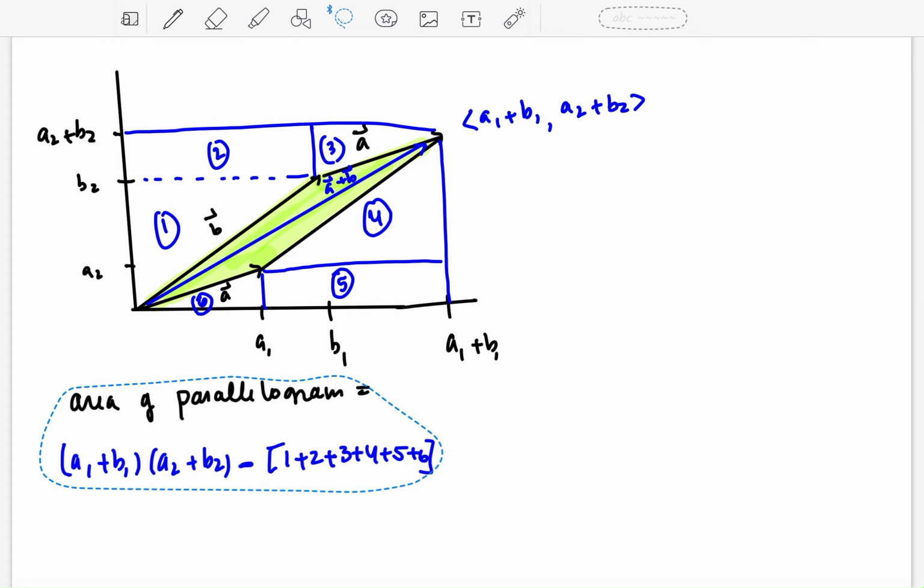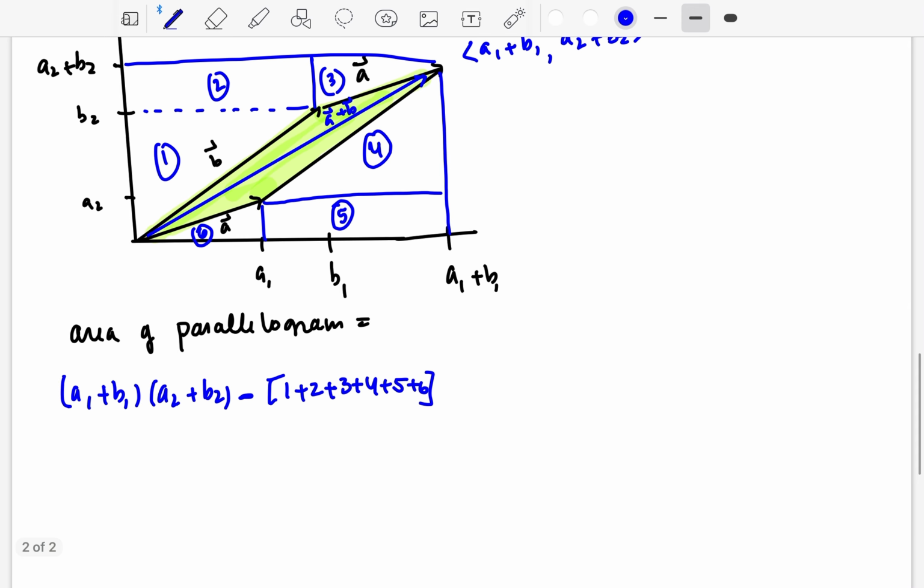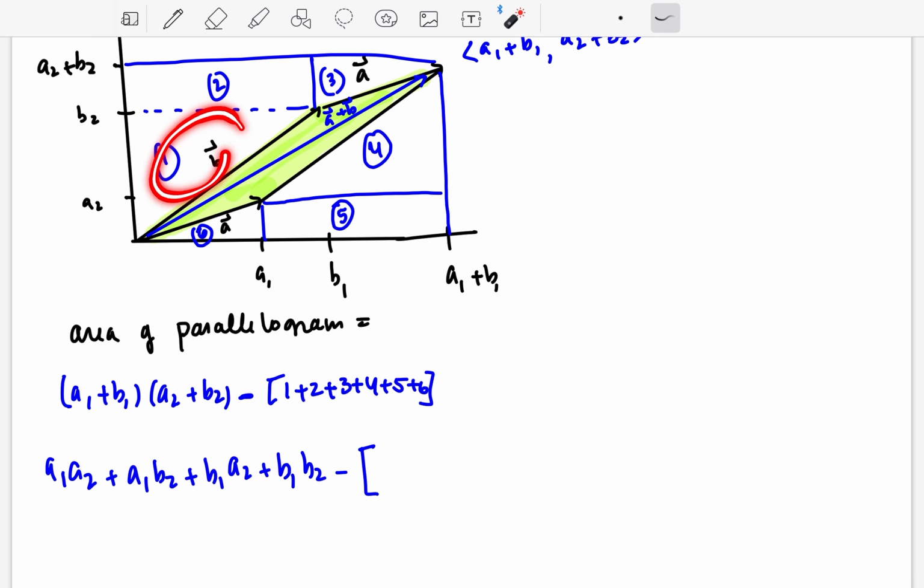So this is equal to, if I expand the left-hand side, I get A1, A2. Let me do it in order. A1 A2 plus A1 B2 plus B1 A2 plus B1 B2 minus, and I'm going to compute each of these areas individually. For the first one, height is B2, and then base is B1. So I have B2 times B1 divided by 2. So B1 times B2 divided by 2 plus.